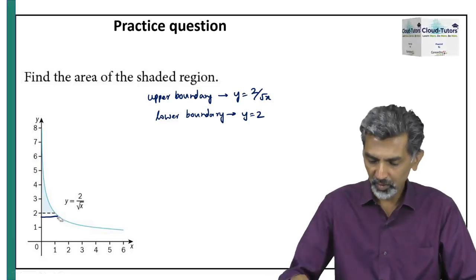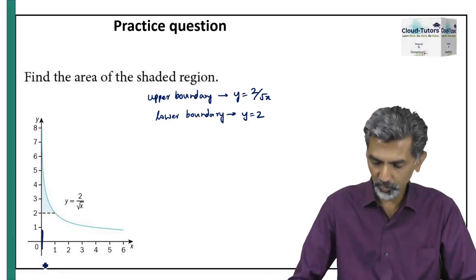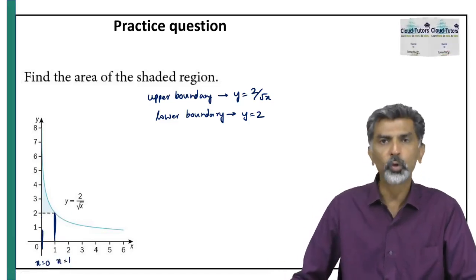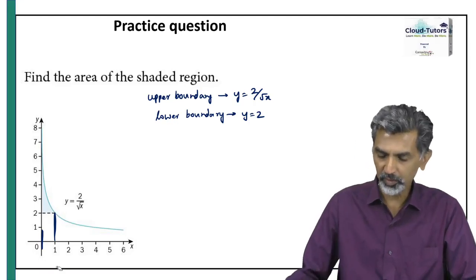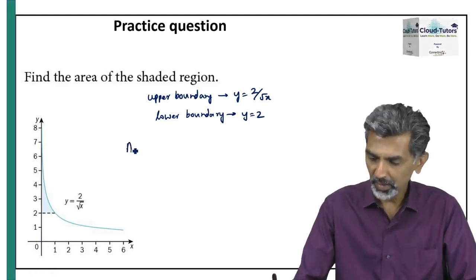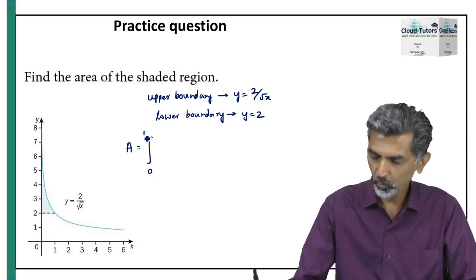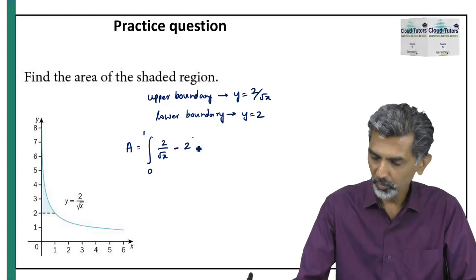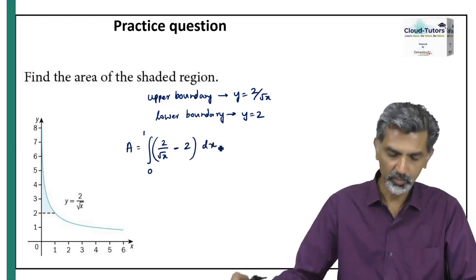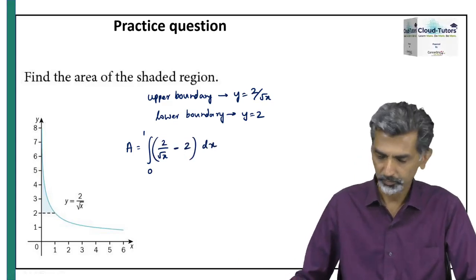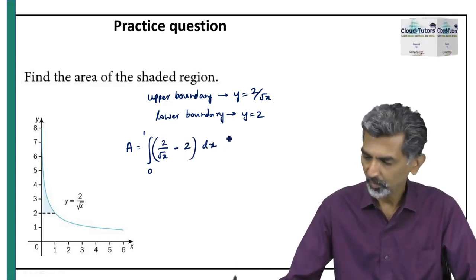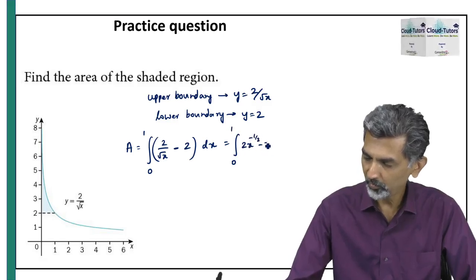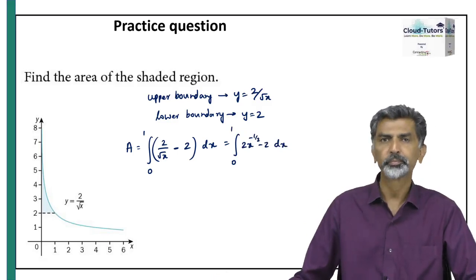And we also have the limits of integration. First is x is equal to 0, and then the other boundary is x is equal to 1. So we have the limits of integration as well. So the area would be equal to the integral from 0 to 1 of 2 divided by root x minus 2 dx. This can be rewritten as the integral from 0 to 1 of 2 x to the power of negative half minus 2 dx.